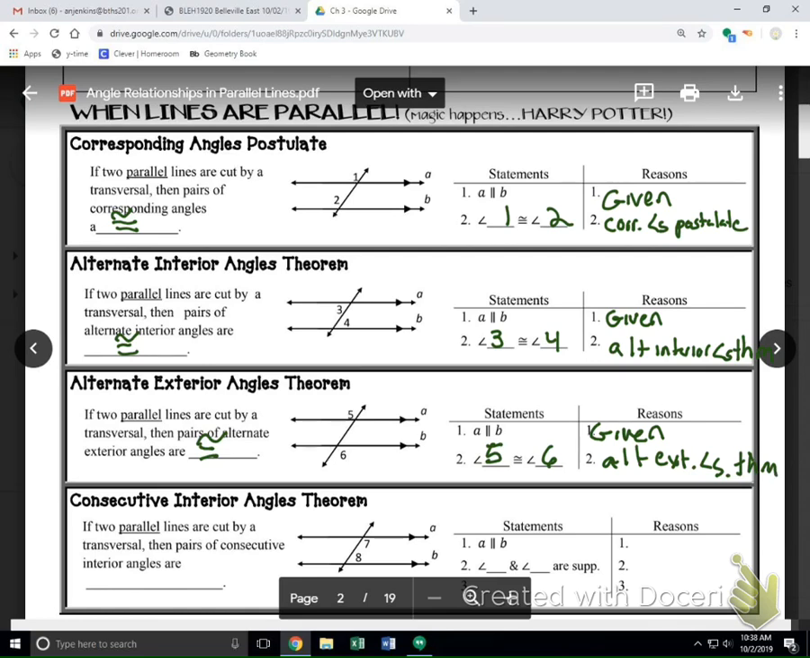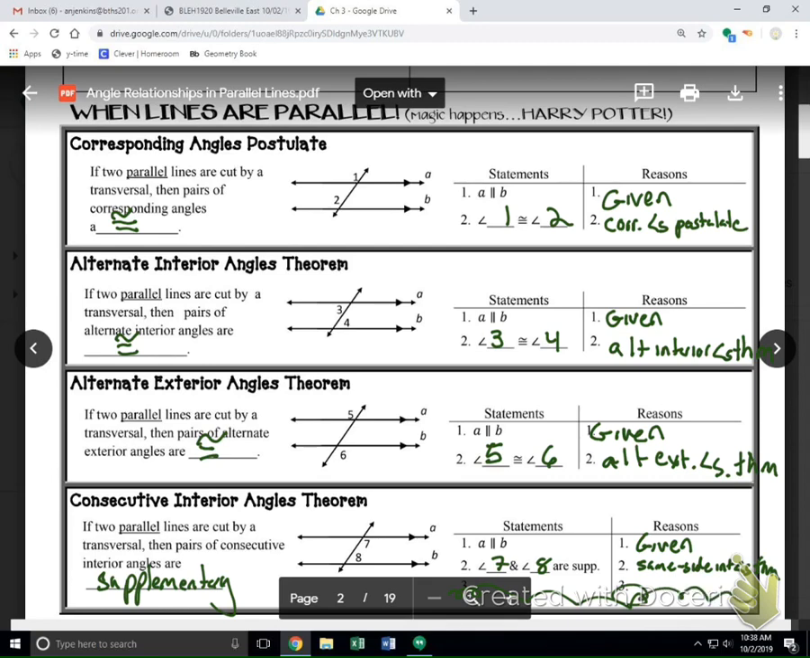This one's slightly different. This is the same side interior angles theorem. If two parallel lines are cut by a transversal, then the same side interior angles are supplementary. Supplementary means they add up to 180. Again, we know it's parallel because it's given, and we know 7 and 8 are supplementary by this theorem.